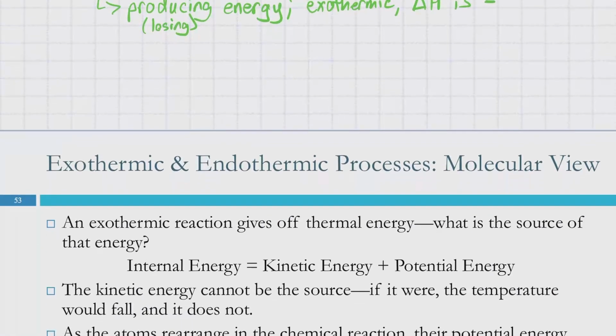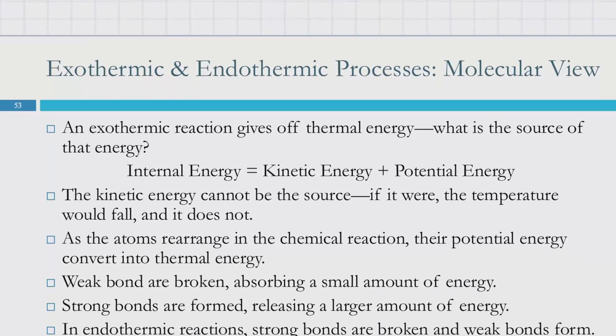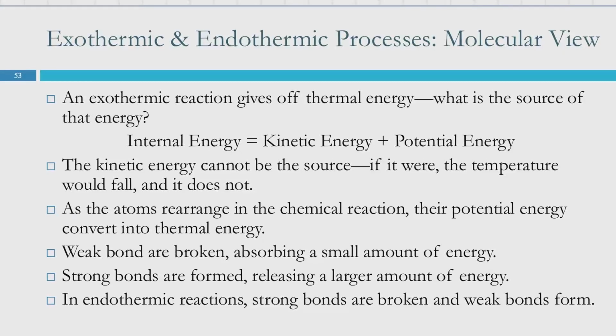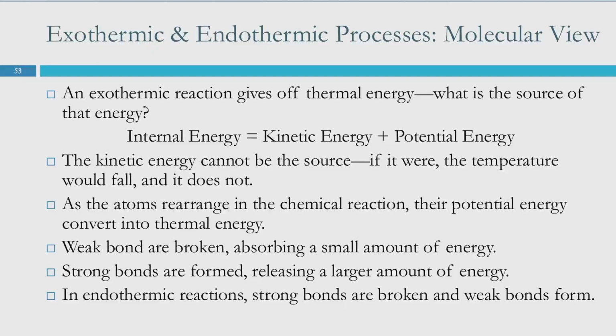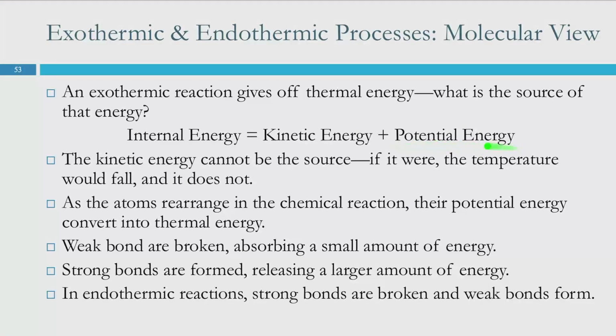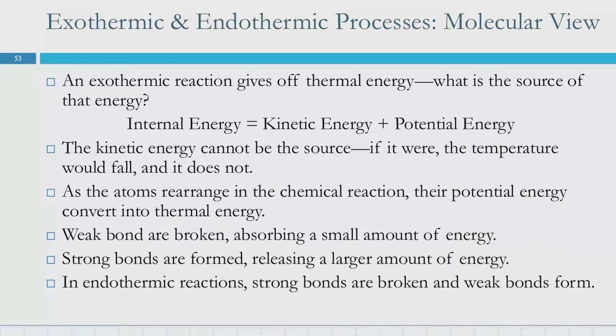All right, zooming into the molecular level. An exothermic reaction, like burning something, gives off thermal energy. Where does that energy come from? We know that internal energy equals kinetic energy plus potential energy. It's not a change in kinetic energy because the temperature would be changing. The temperature is not changing. It's not rapidly changing in temperature when we're doing this exothermic reaction. The source is actually potential energy. And the potential energy in this chemical reaction is chemical potential energy.